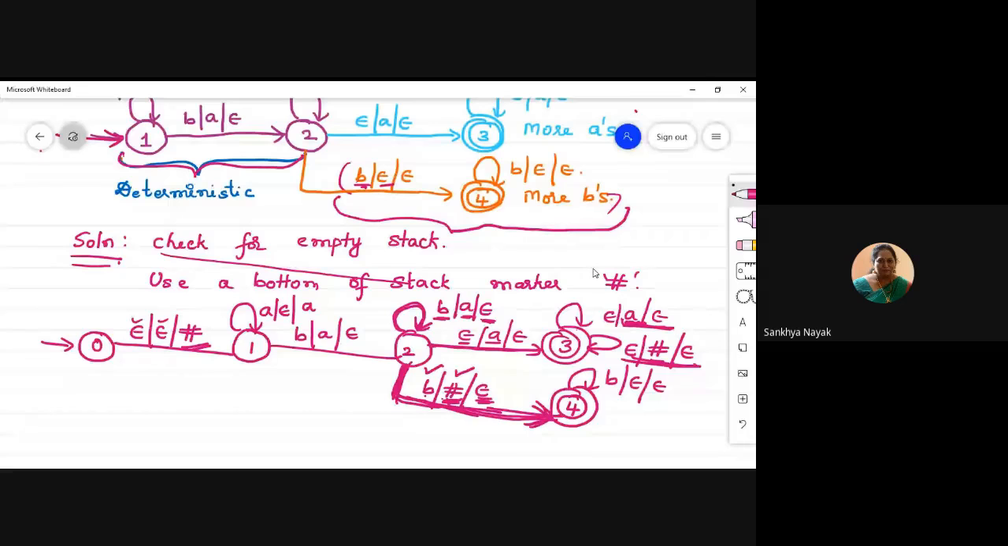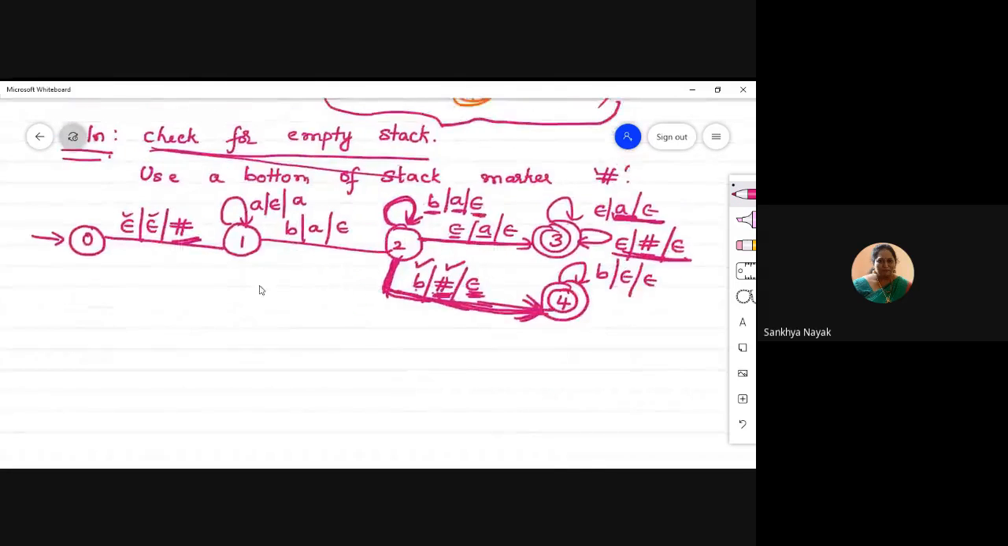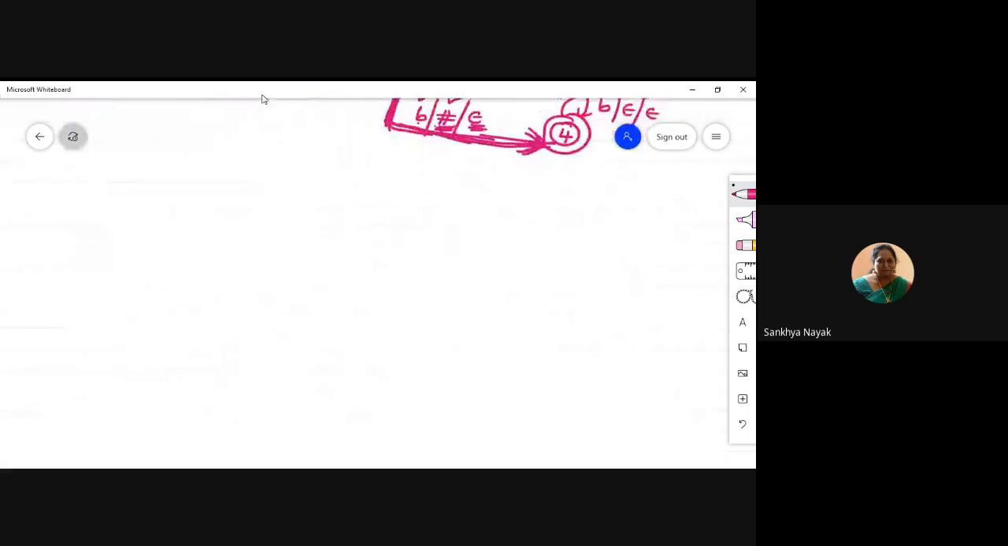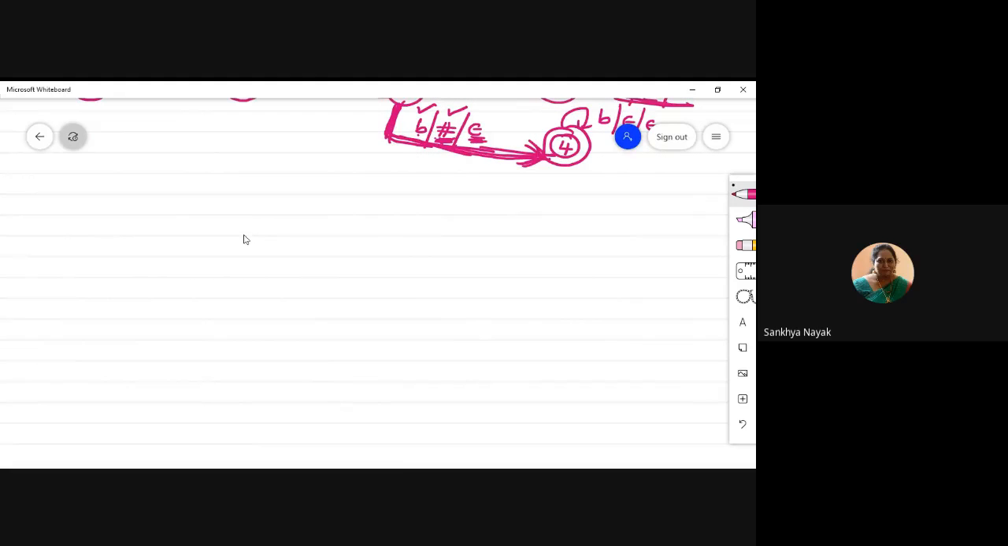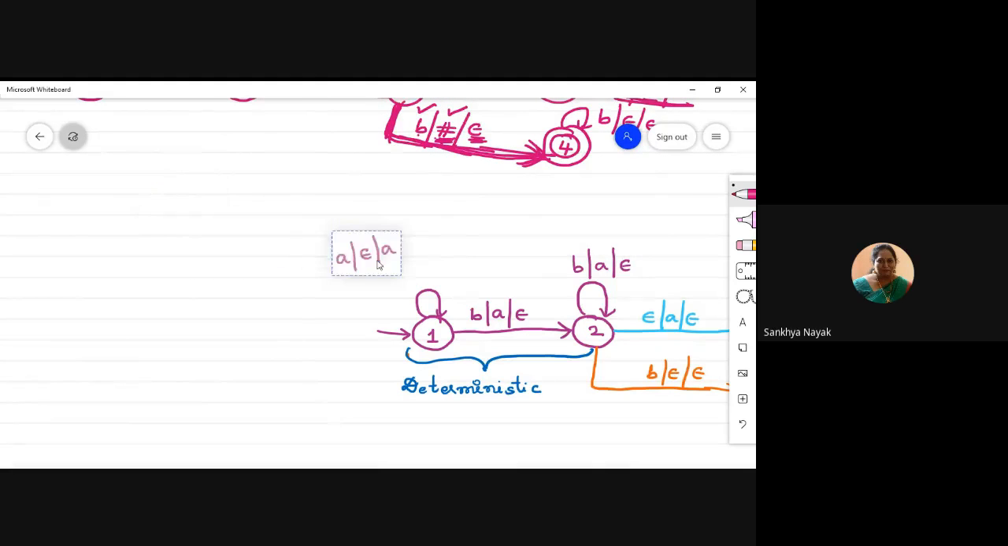So this is one solution, right? Checking for empty stack is one solution. Now let us take the other one, out of input problem, and find the solution. Okay. Let me put the diagram again.